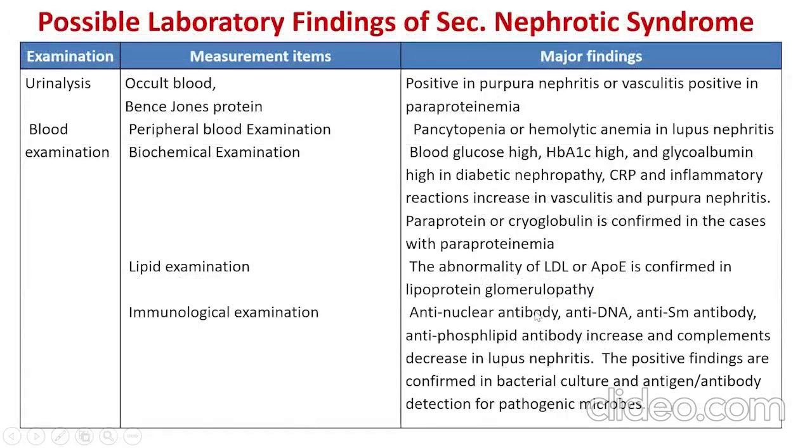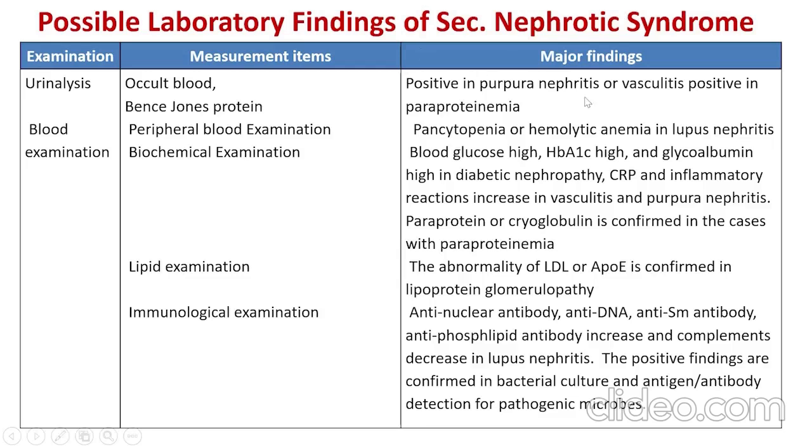Urine analysis in secondary nephrotic syndrome can help us to detect occult blood, which is typical for purpura nephritis or vasculitis, and Bence Jones protein, which is frequent and typical for paraproteinemia. In CBC, we can find pancytopenia or hemolytic anemia in lupus erythematosus, SLE, systemic lupus erythematosus with kidney involvement. In biochemical analysis, in case of diabetes mellitus, we can find a high level of glucose, glycated hemoglobin, glycoalbumin.